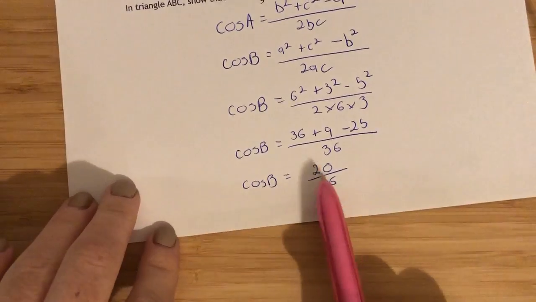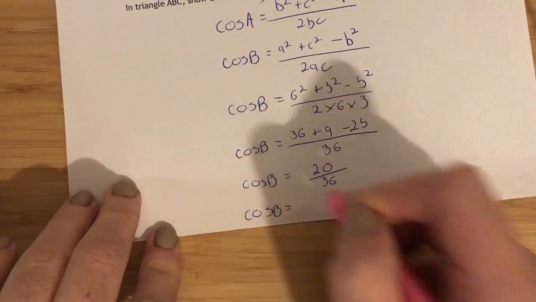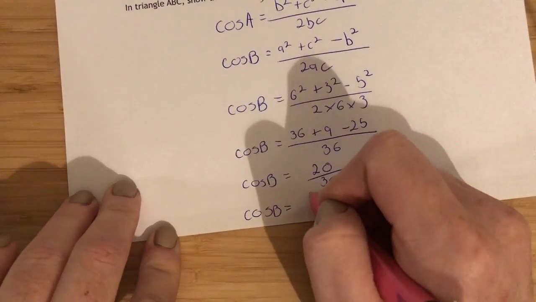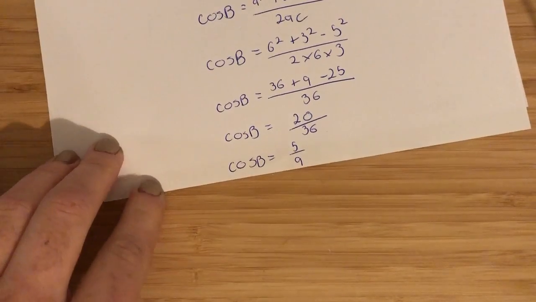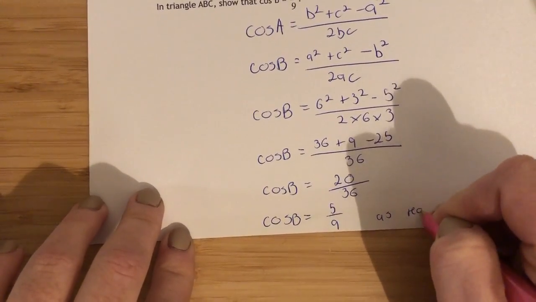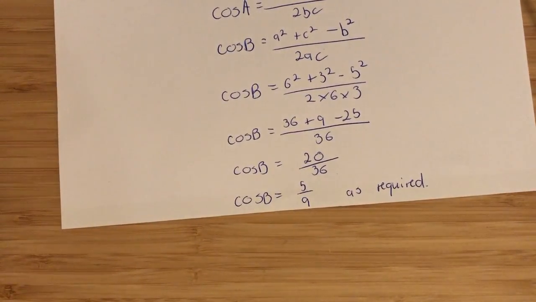We're so close to the point where we need to be with cos B equals 5/9. So hopefully this is going to simplify. You can see that we can divide top and the bottom both by 4. 20 divided by 4 is 5. 36 divided by 4 is 9. And you've got to the point where cos B equals 5/9 as required. Right, you are ready to use the cosine rule to find an angle.